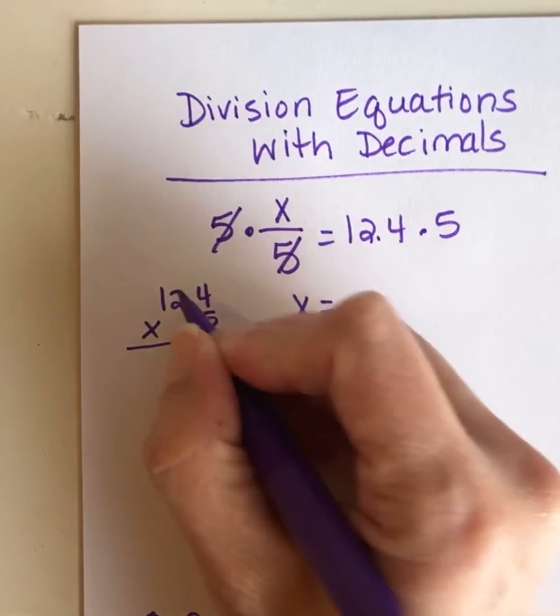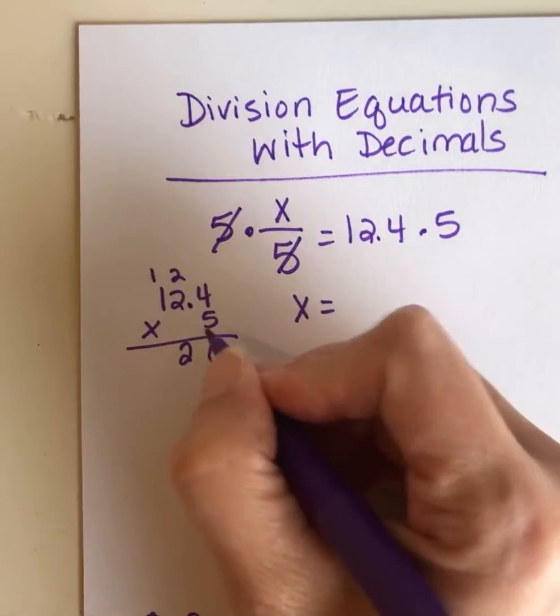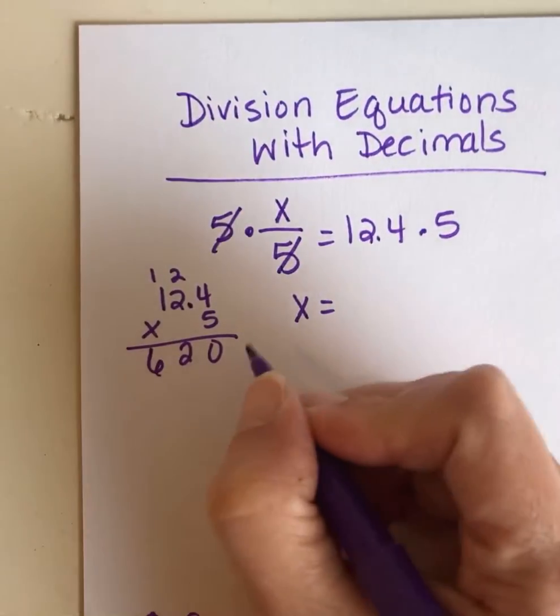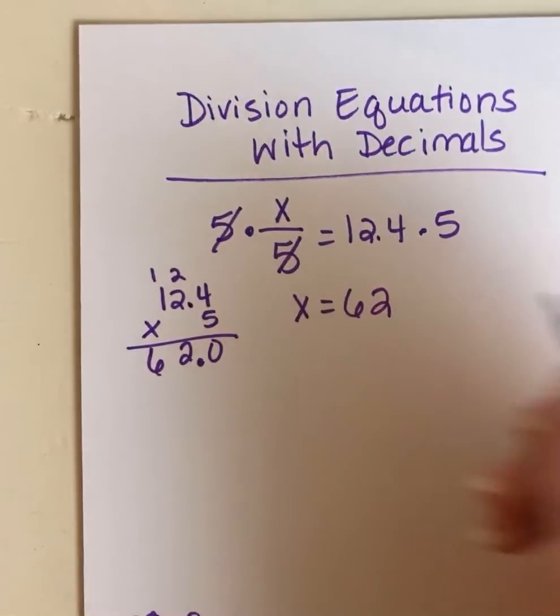So 4 times 5 is 20. 2 times 5 is 10 plus 2 is 12. 1 times 5 plus 1 is 6. So then we just put the decimal where it belongs. So it's 62.0 or just 62.